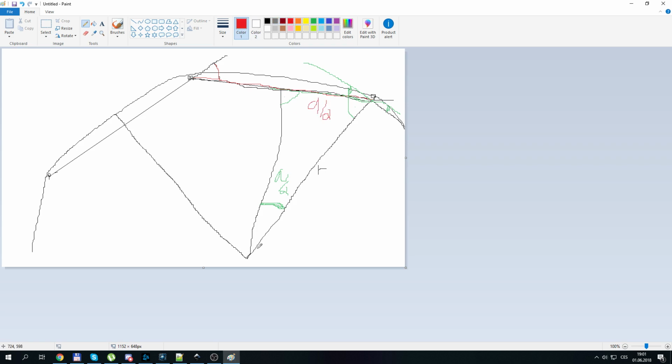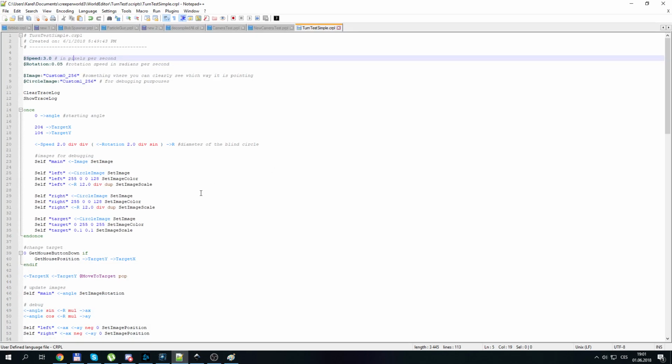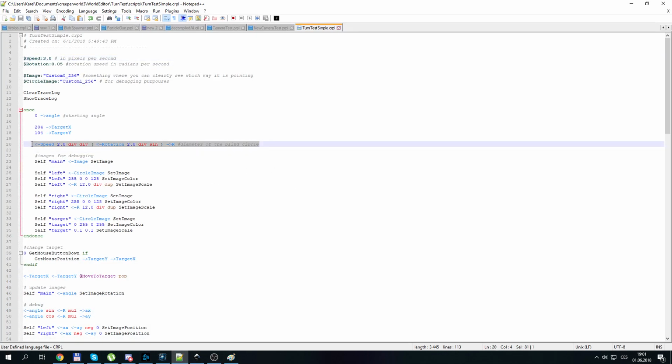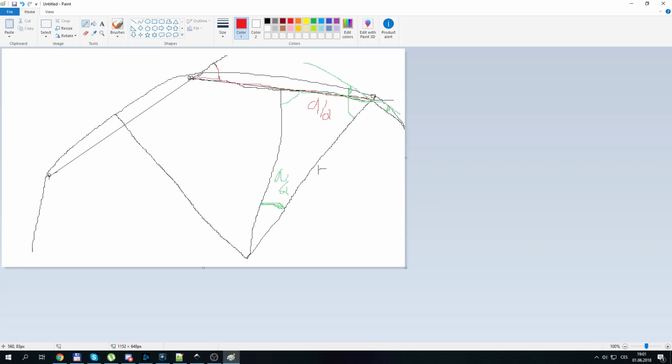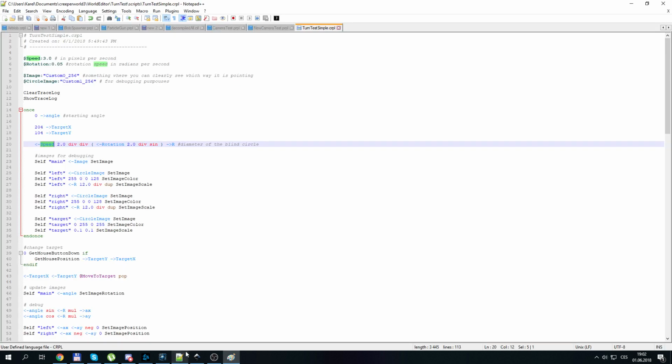So now we have a right triangle where we know the angle, we know the longest side, and we know the side opposite of the angle, so we can use trigonometry easily to find out this radius. So that is actually what is done here. You see speed, which is this distance, is the speed because it moves speed pixels per second. So this is the speed divided by 2.